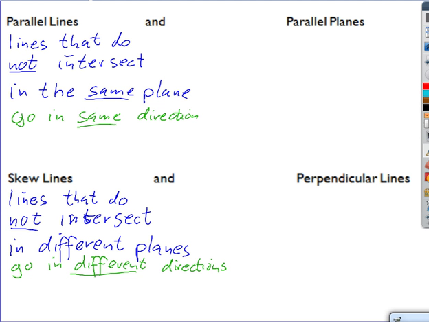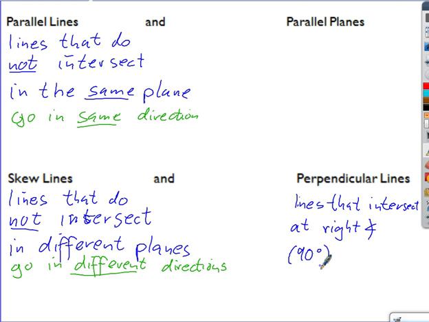Now let's remember perpendicular lines. Perpendicular lines are lines that intersect at a right angle. And this symbol here is the one we're using for angles. And let's also remember that a right angle means that it's an angle with 90 degrees.